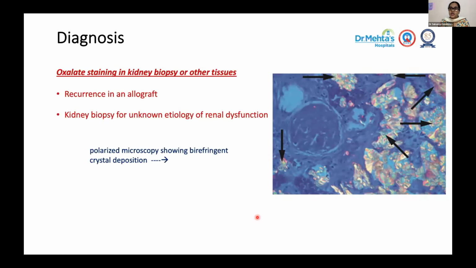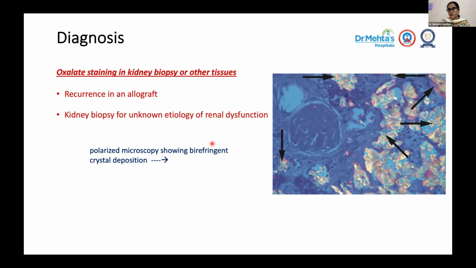This could be a chance diagnosis that some of us might stumble on when you're evaluating a patient with a kidney biopsy for some other reason. Kidney biopsy tissue can also show oxalate deposition. It is shown by polarized microscopy, which shows bright birefringent crystal deposition. It is shown here.